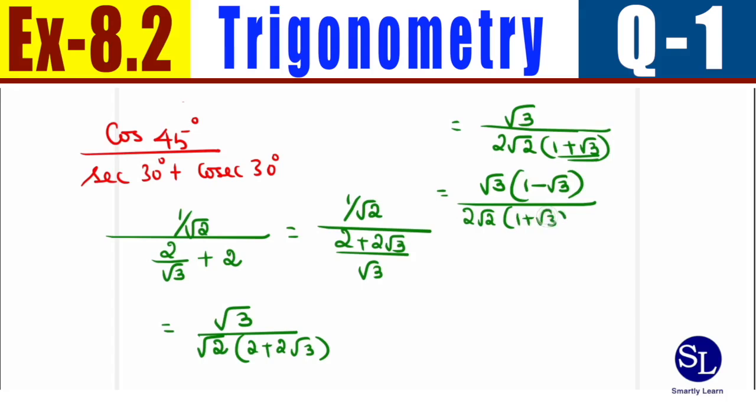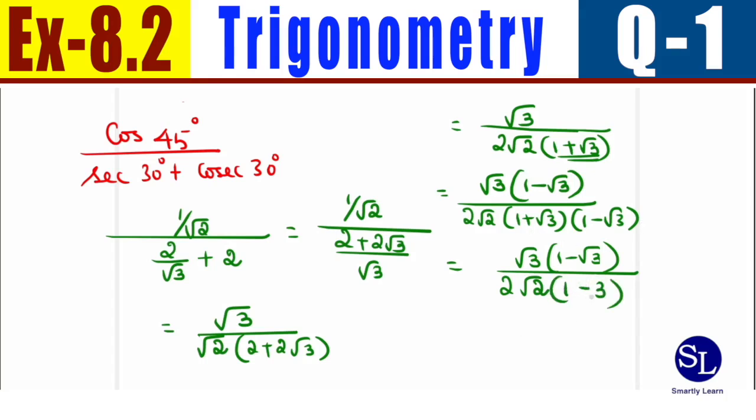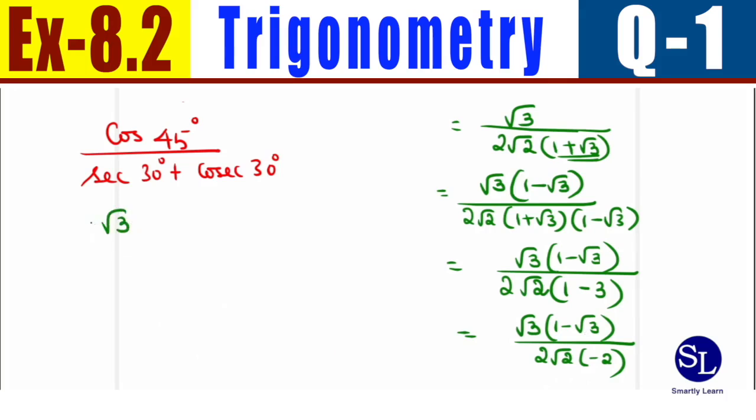1 plus root 3, I'm multiplying it with 1 minus root 3. So this is root 3 into 1 minus root 3, the whole thing divided by 2 root 2. Now this is a plus b into a minus b, which is a squared minus b squared. So it is written as 1 minus 3. So this is root 3 into 1 minus root 3, the whole thing divided by 2 root 2 into minus 2. Now the next step, I'm going to take out the minus value outside and move it out to the numerator. So this will actually become root 3, I'm taking the minus sign outside.